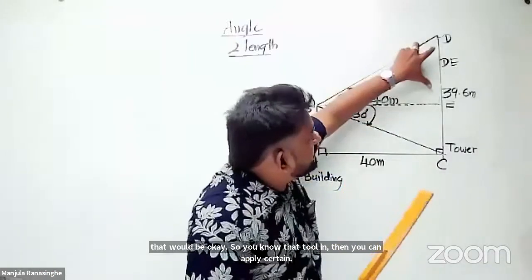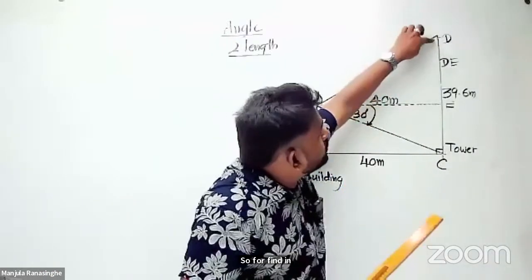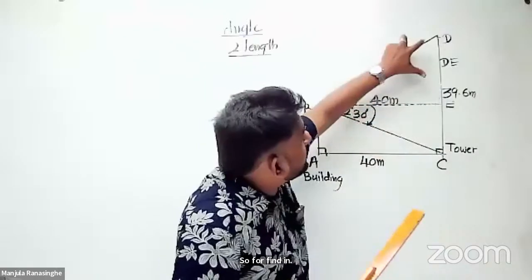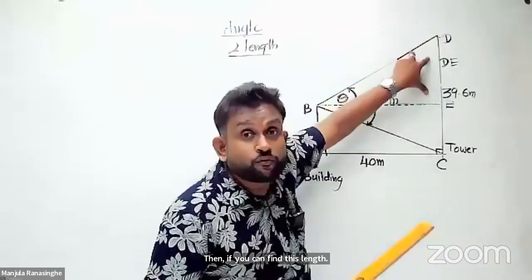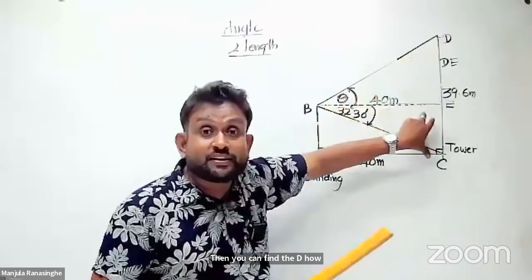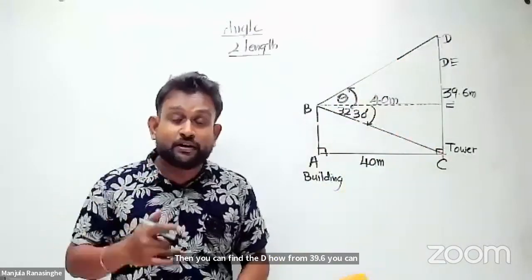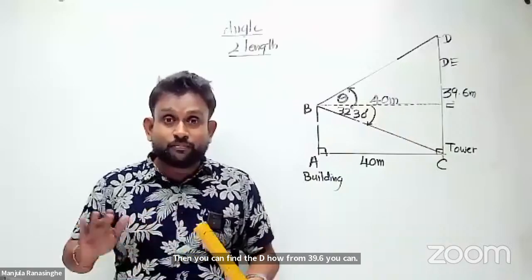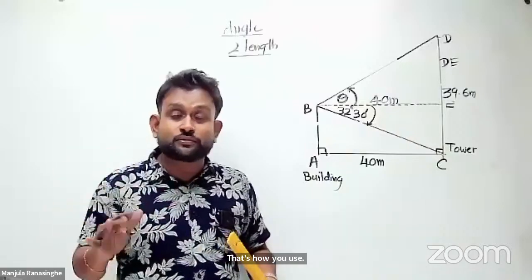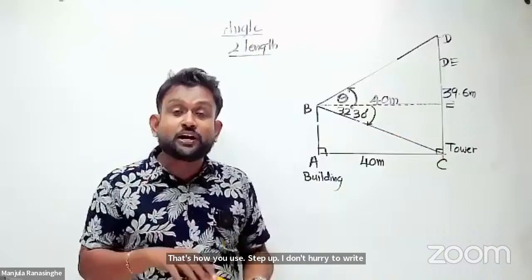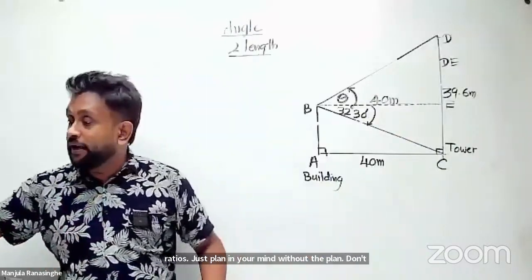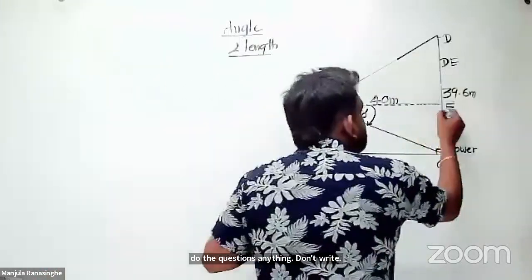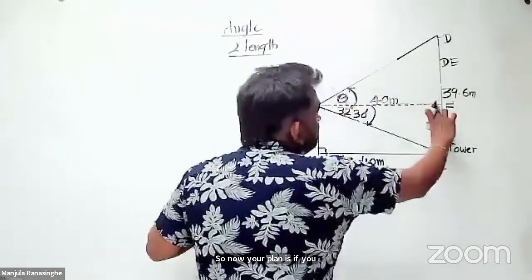So for finding D, you know the total height. If you can find this length, then you can find D. How? From 39.6 you can subtract this length. That's how you set up. Right? Don't hurry to write any ratios. Just plan in your mind. Without a plan, don't do the questions. Don't write anything yet.